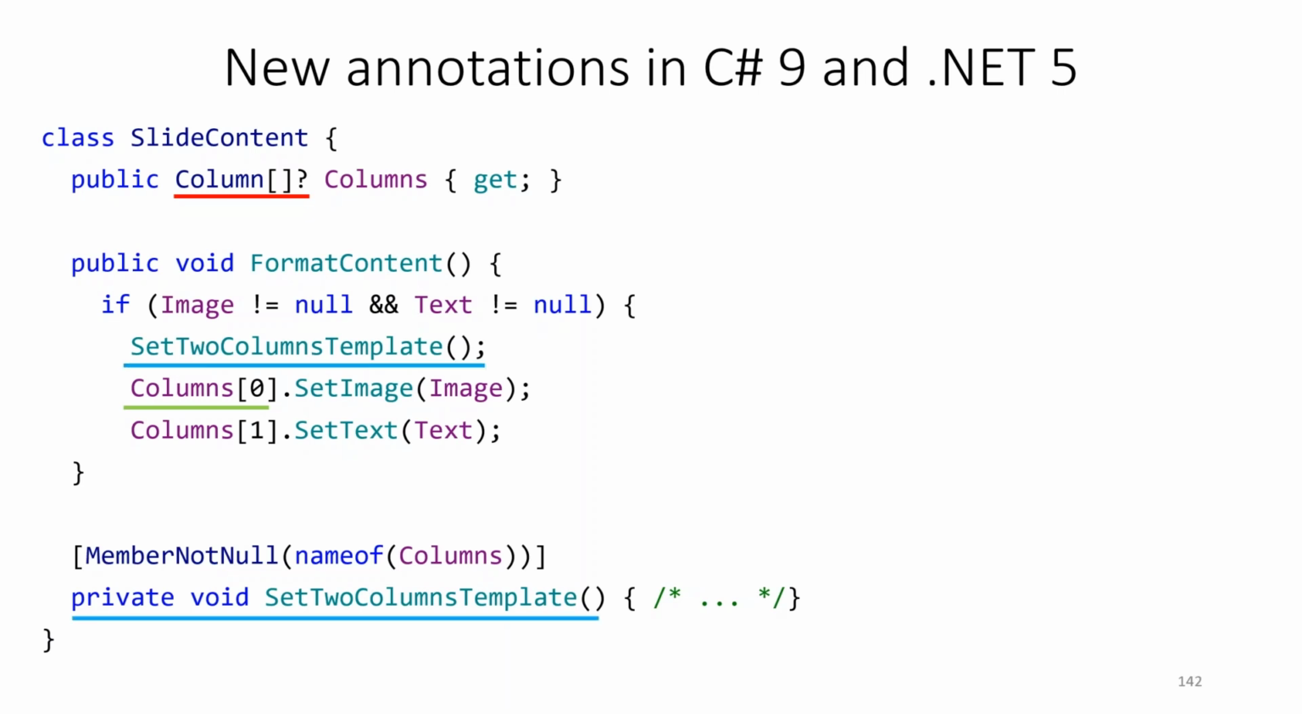And that happens because I've already called the SetColumns template method, and it is annotated with a new annotation, MemberNotNull columns. And it tells the compiler that whenever I call this method, it is guaranteed to initialize the columns property, and it's safe to reference it after that. You can also add the annotation MemberNotNullWhen to annotate something like an IsValid call and tell that if it returned true, you won't have any warnings when you try to dereference one of the properties.